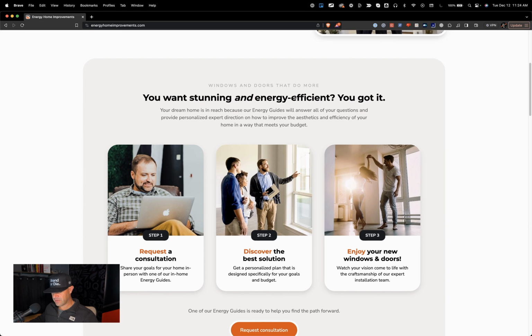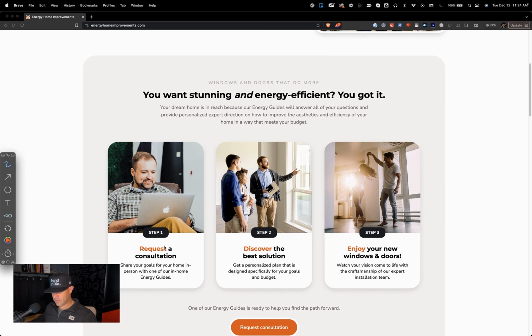So we come down here and we have our 3-step plan, if you remember. So you request a consultation, discover the best solution, and enjoy your new windows and doors. And so it's always great to have a plan. And a lot of the websites I build, they'll have this 3-step plan. Easy as 1, 2, 3, ABC.